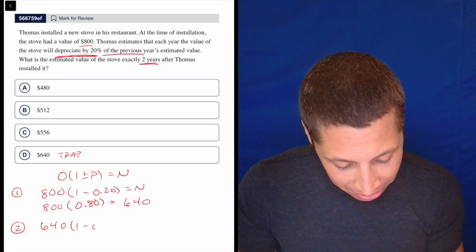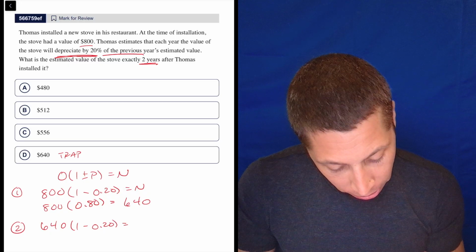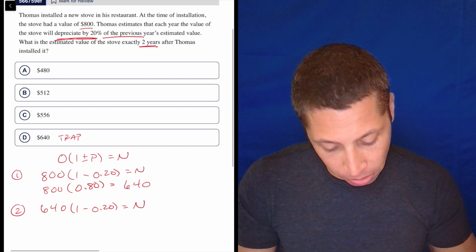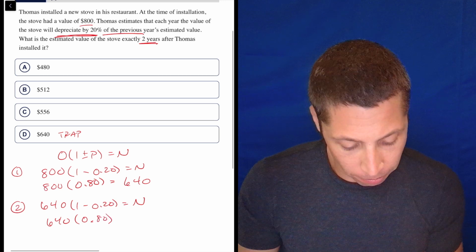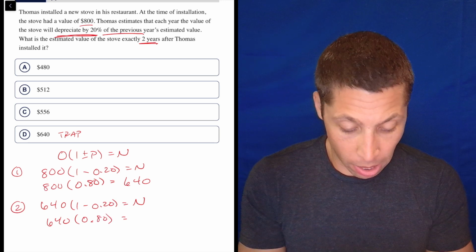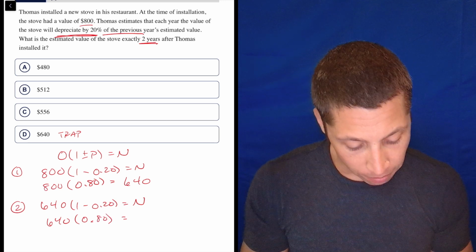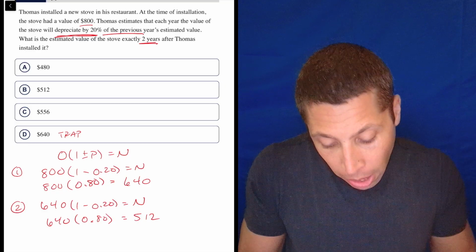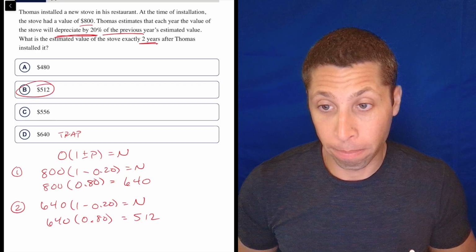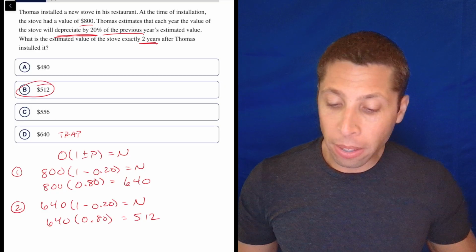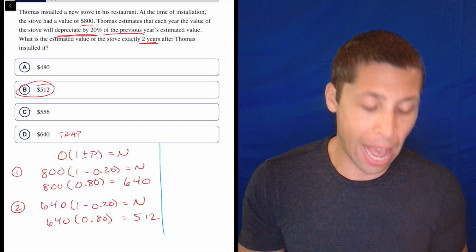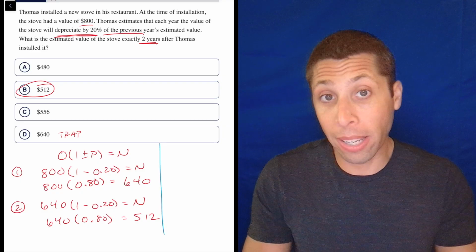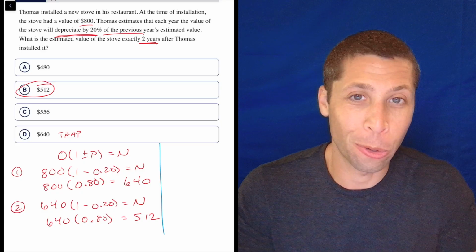The percent is still the same. And now we're going to get a new value. Same thing, we're going to do 640 times 0.80. Times 0.8 is 512. And there you go. That's after 2 years. So we're done. That's the answer. We could do this exponentially, but I think many of you are just going to see it as a percentage and just do it twice. But you have to make sure you do it twice.